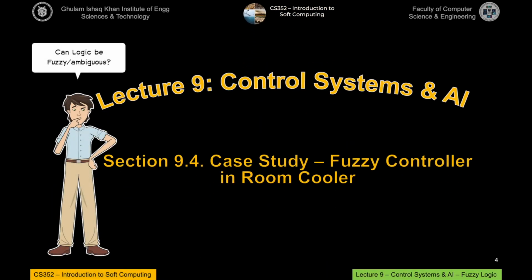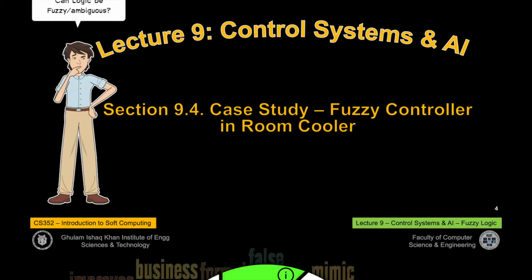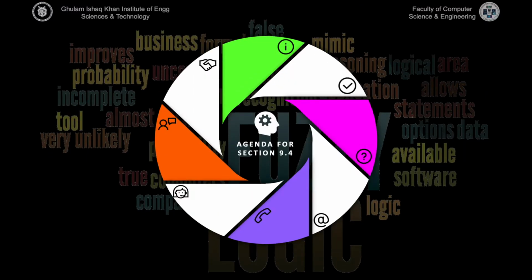Okay, so the question here is, can logic be fuzzy or ambiguous? We're going to see through a case study on a fuzzy controller in a room cooler. The agenda for this section, well, there's only one agenda here, and that is that we are going to see the application of fuzzy logic on a specific system. In this case, it's a room cooler, and we'll see the different rules, and we'll apply the fuzzy logic rules on this room cooler system. Of course, there's another thing that we might discuss, and that is the key application areas in which fuzzy logic has been applied. And you'll see the pattern there as well when it comes.